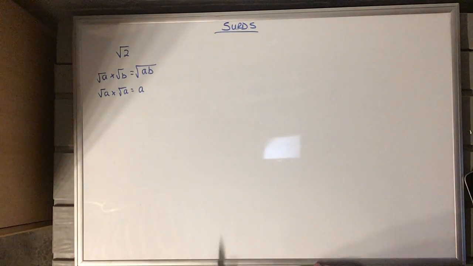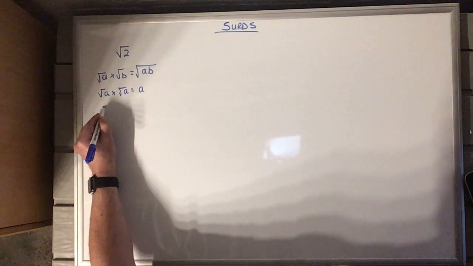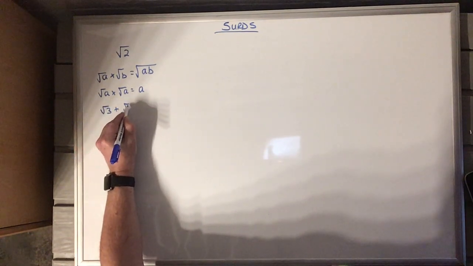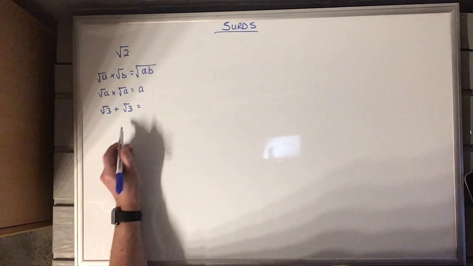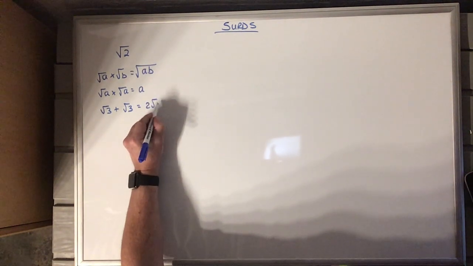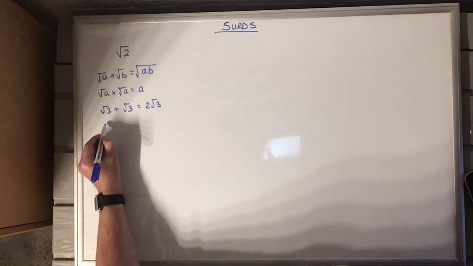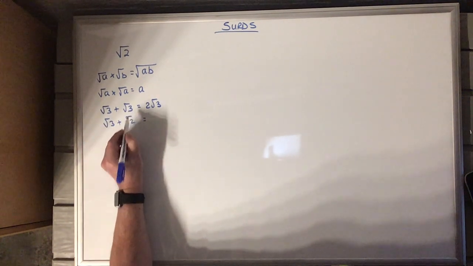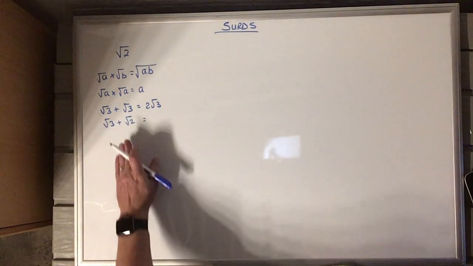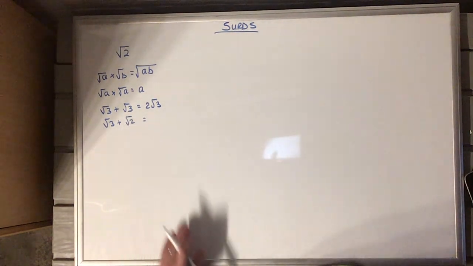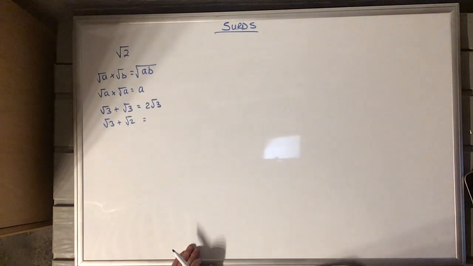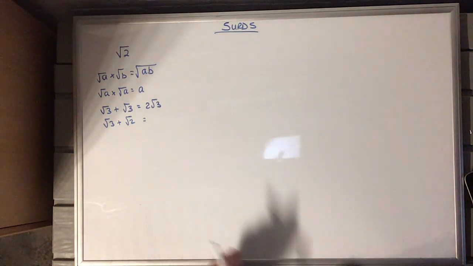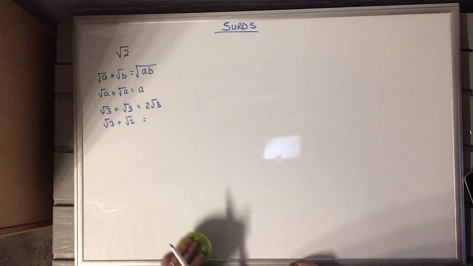When we're tidying up surds, we can only tidy up ones that are the same. So for example, root 3 plus root 3, well, that's 2 root 3's, so that's 2 root 3. But if we have root 3 plus root 2, that is not root 5. We can't do anything with that. The answer to that is root 3 plus root 2. Okay, so that's quite an important concept as well, when we come on to the questions.